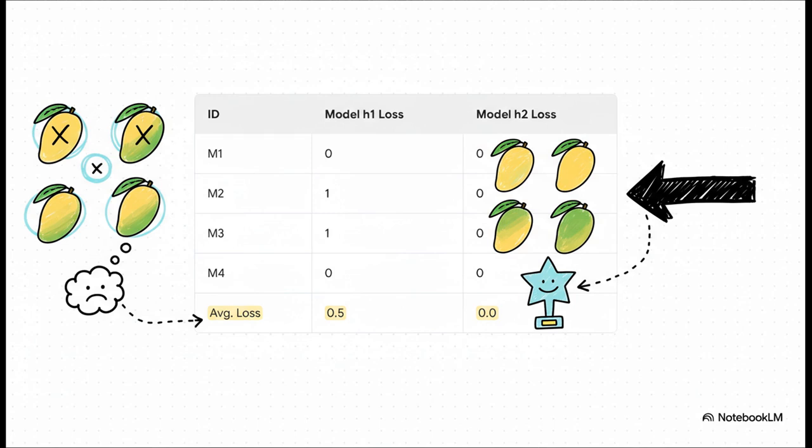Okay, so what happens when we have two competing models? Let's call them H1 and H2. Which one's better? Well, we just look at the average loss. H1, our first model, has an average loss of 0.5. It got half of them wrong. But look at H2. It got every single one right, a perfect average loss of 0. So which one do we pick? It's a no-brainer. We pick H2 because the entire goal of this whole learning process is to find the hypothesis with the absolute lowest loss.